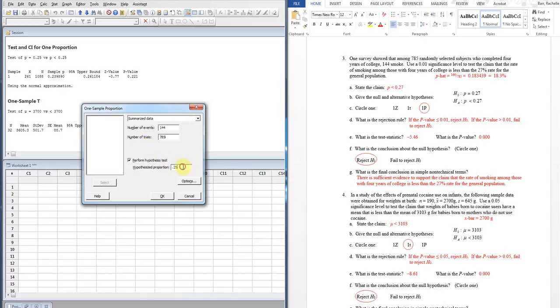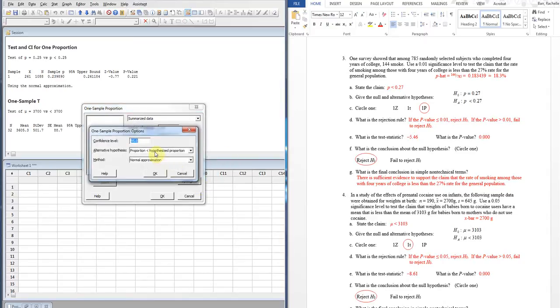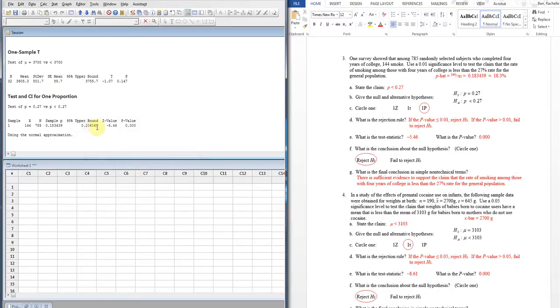And I'm testing this against 27%. I go hit my options, and my alternative is smaller than 0.27. Okay, normal approximation, 95%. Off we go. Whoa, that's a big Z. Big is relative. Big in size, you know, beyond 3 is big. So negative 5.46. So it makes sense that this is very small.